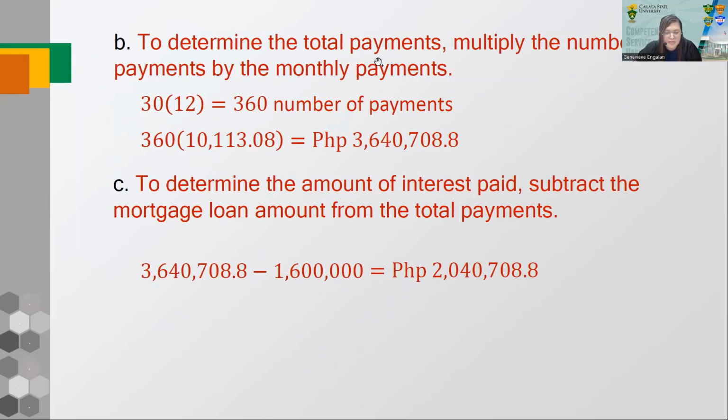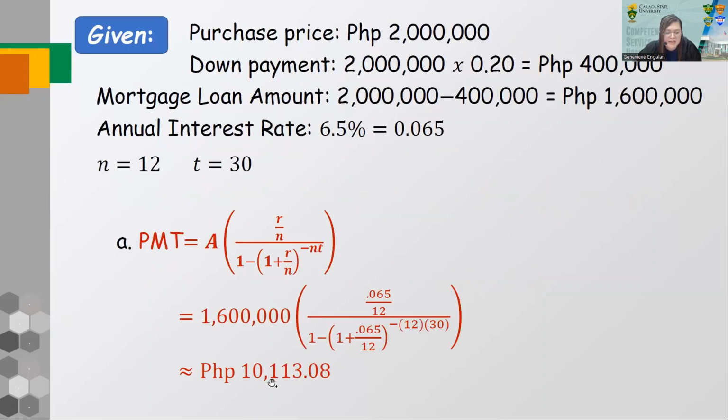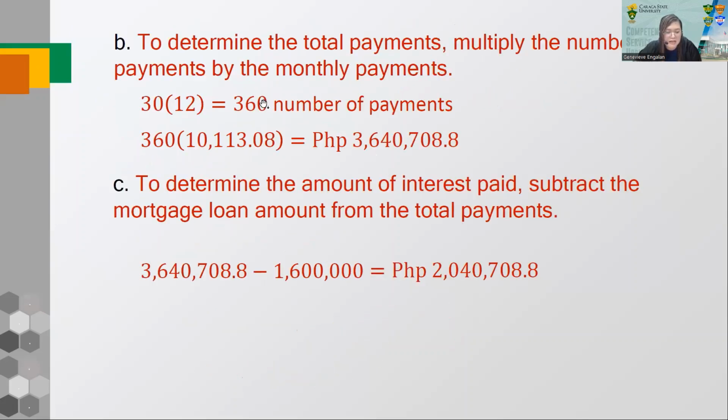To determine the total payments, multiply the number of payments by the monthly payments. So, your monthly payment is 10,113.08. How many payments, how many months? It should be 360 months. So multiply that 10,113.08 by 360 months, or 360 number of payments. So what you will pay in total is 3,640,708.8.